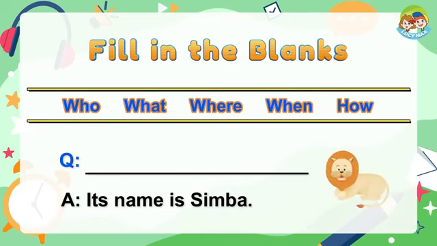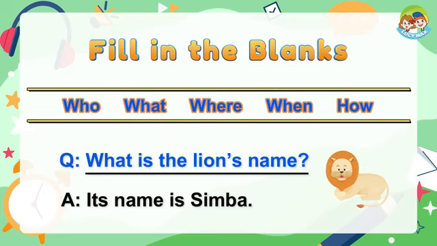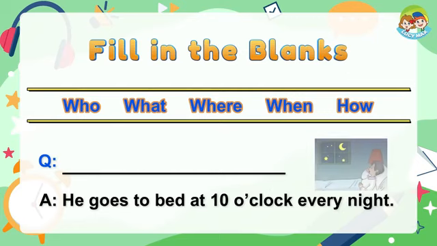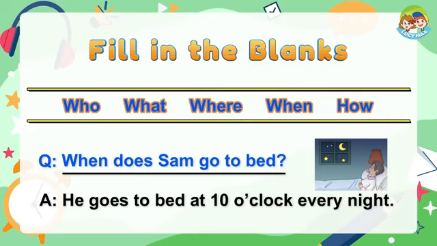The answer is, its name is Simba. The name is giving information, so you use what. What is the lion's name? The answer is, he goes to bed at 10 o'clock every night. 10 o'clock talks about time, so you use when. When does Sam go to bed?